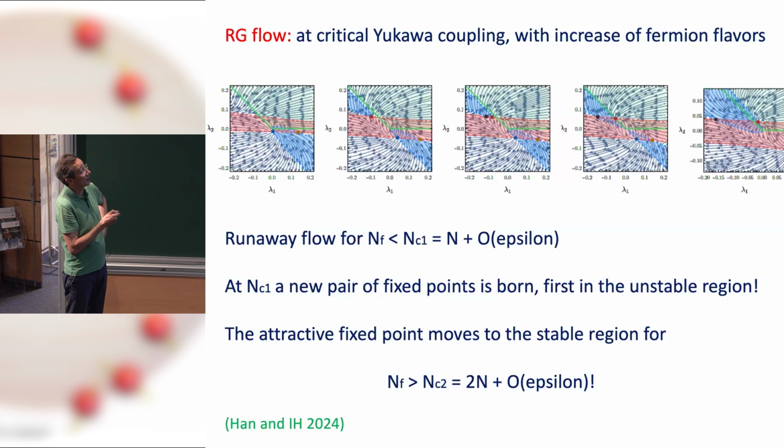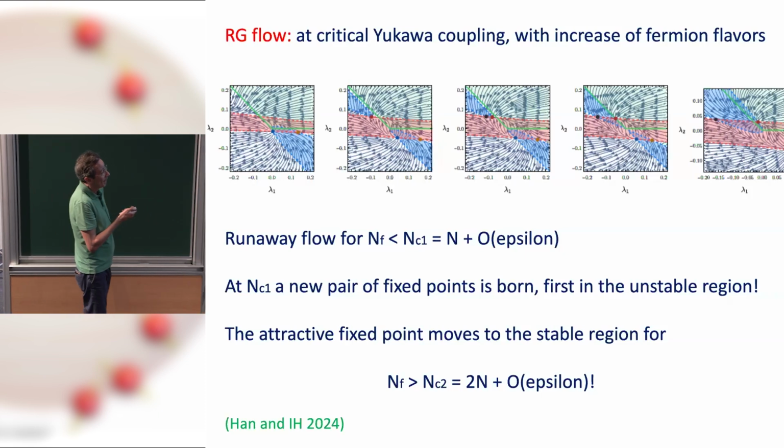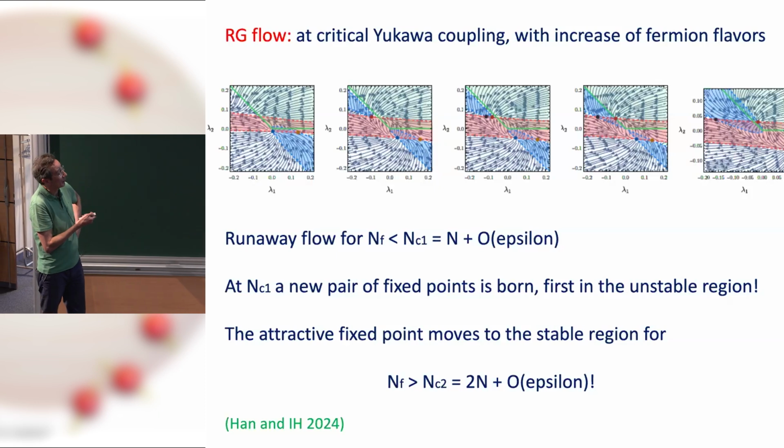They come from the complex plane, become completely real, and basically they get pushed, one to the left, one to the right. The stable one eventually comes into the stable region at some critical number of these fermions that I called NC2. Now we can calculate this NC2 in the epsilon expansion, for example, and we find it to be very large with some epsilon corrections.